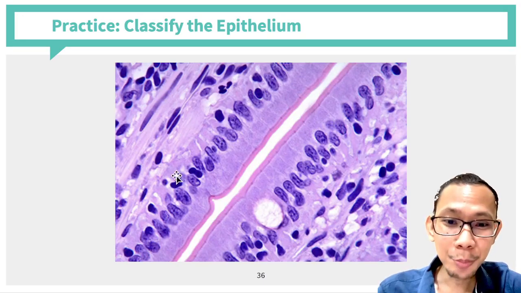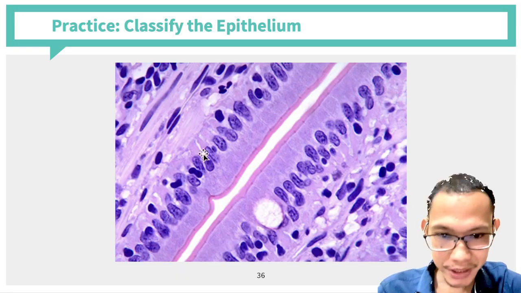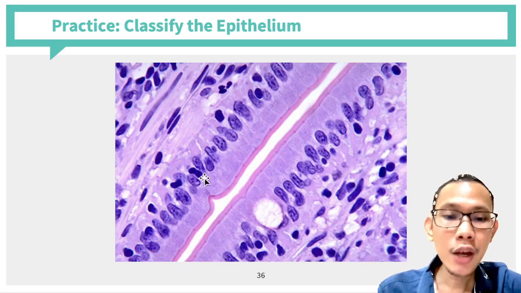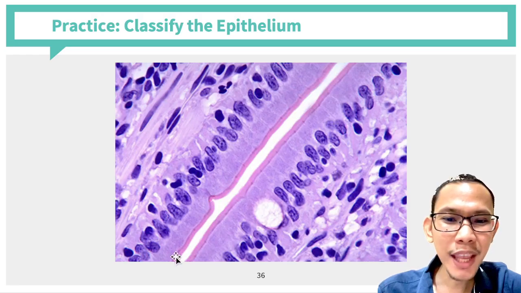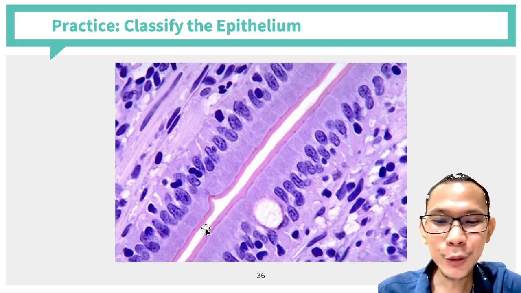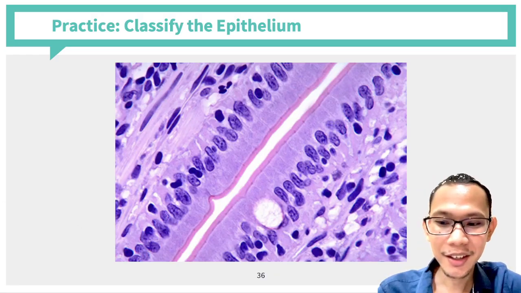Simple columnar. Very good. This is now your simple columnar, with the presence of, for example, I'll give a clue that this is located in your small intestine with microvilli. Simple columnar with microvilli. Okay, very good.